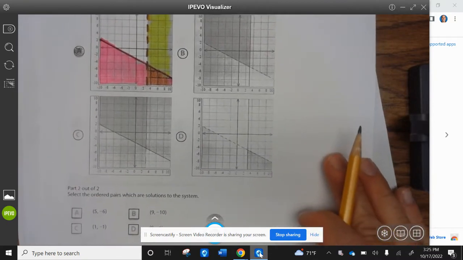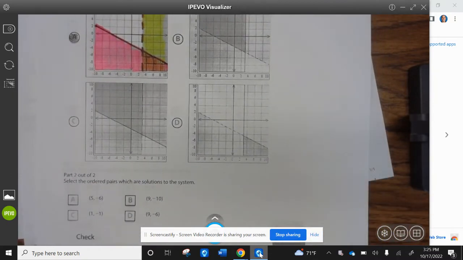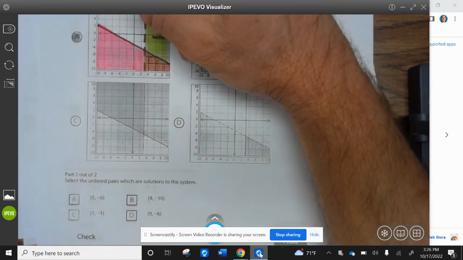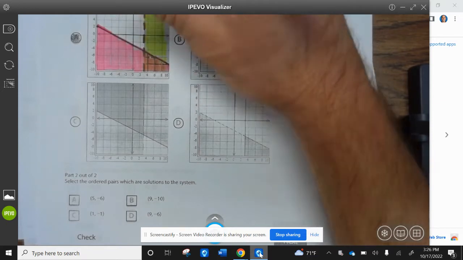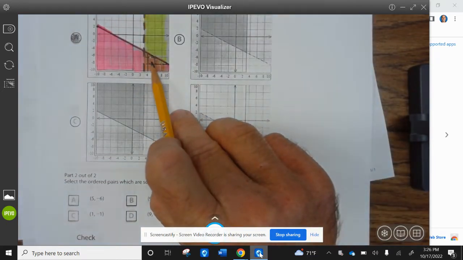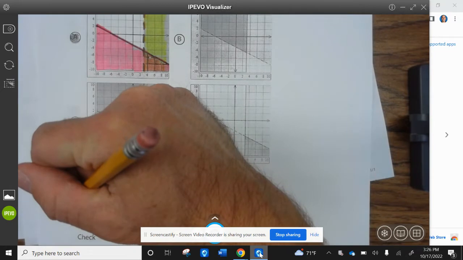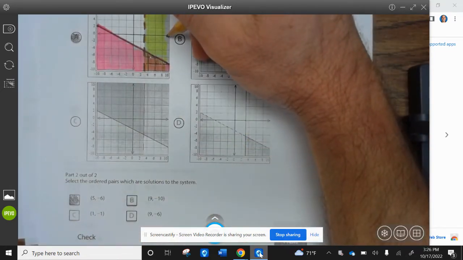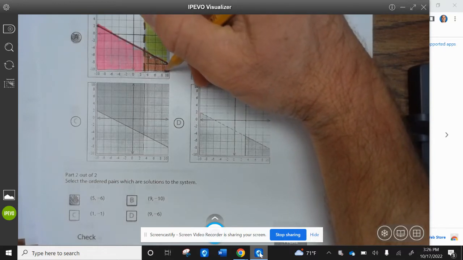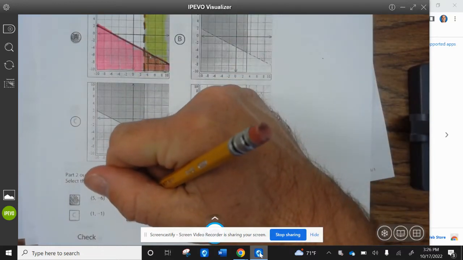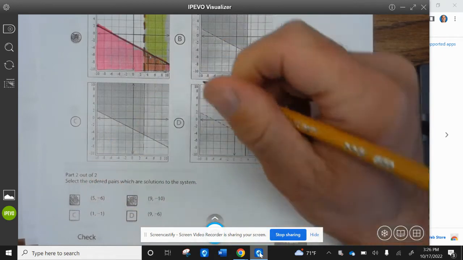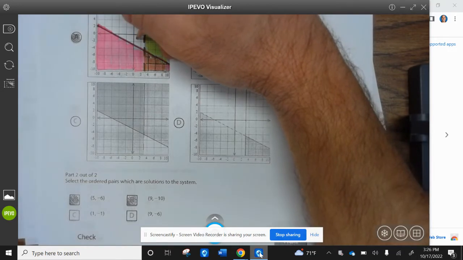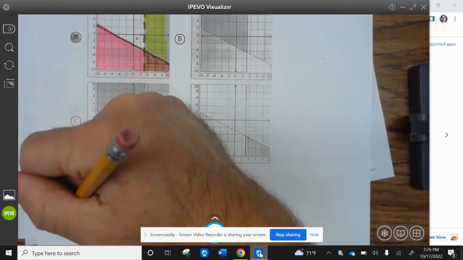All right, so now the question says, select the ordered pairs which are solutions to the system. So let's graph 5, negative 6. That point is in the region, so this is a solution. 9, negative 10. That's a solution. 1, negative 1. 1, negative 1 is not.